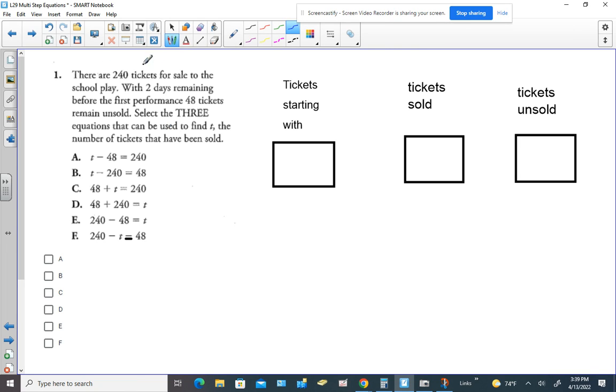We're looking at number one. There are 240 tickets for sale to the school play. With 2 days remaining before the first performance, 48 tickets remain unsold. Select the three equations that can be used to find T, the number of tickets that have been sold.